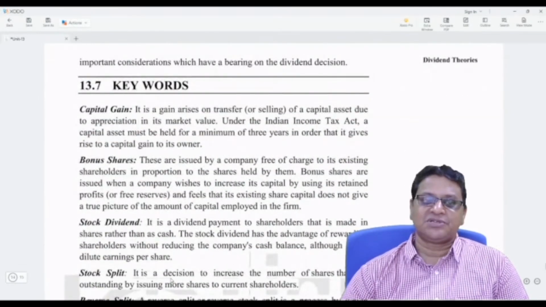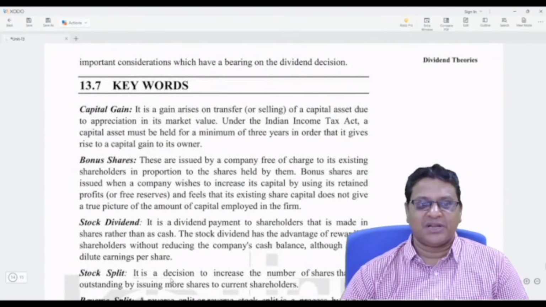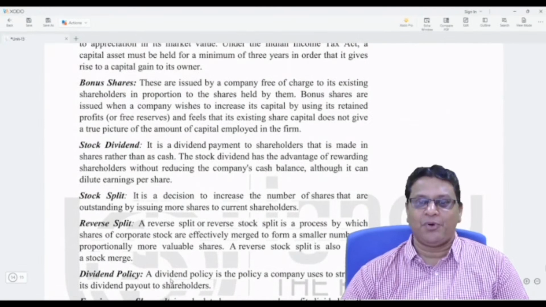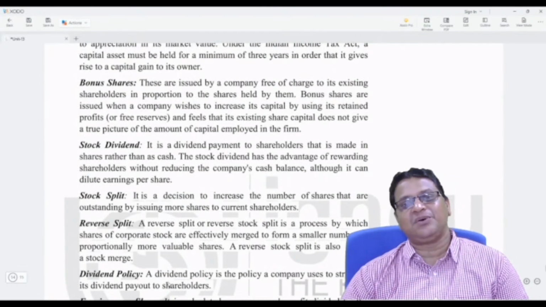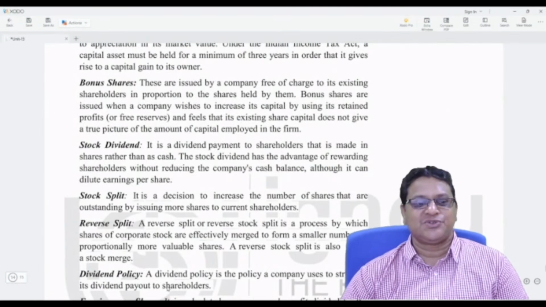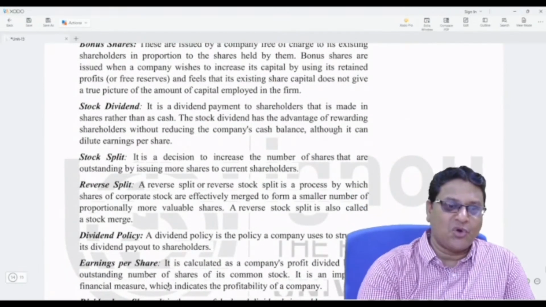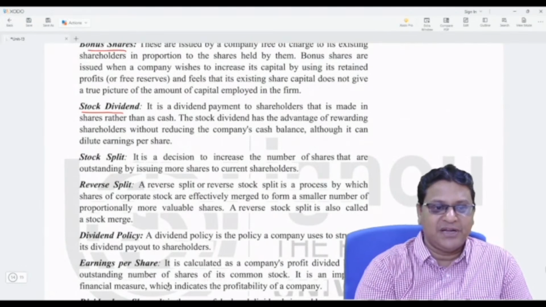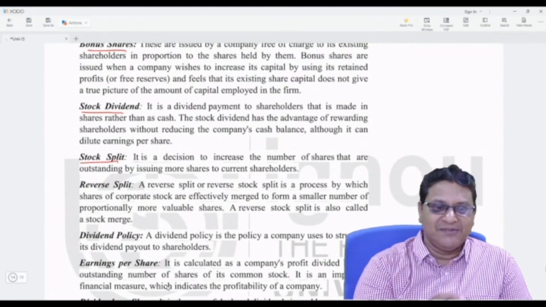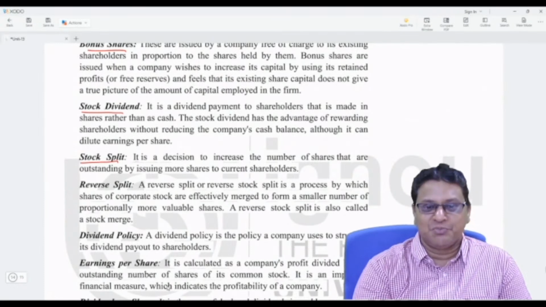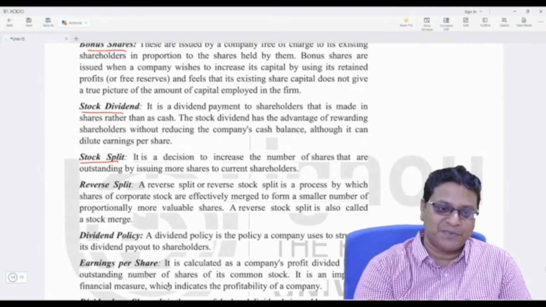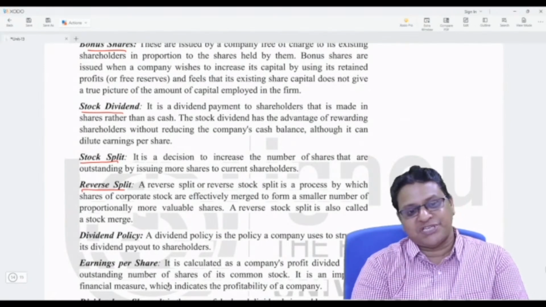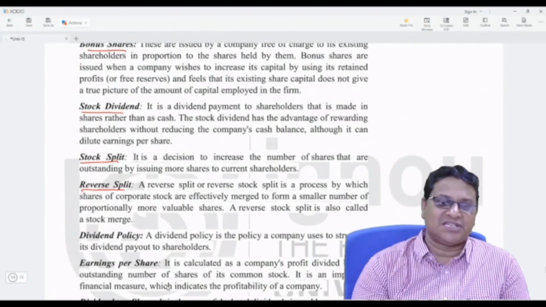Next, we have discussed certain keywords in our class. What are the keywords? We have discussed bonus shares, when dividend is paid in the form of shares for which shareholders do not have to pay any money, that is known as a bonus share. We have discussed stock dividend, that is bonus share. The other name of bonus share is stock dividend. We have discussed stock split, dividing a share into smaller parts. Reverse split we have discussed. Combining small shares into a big share is known as reverse split.